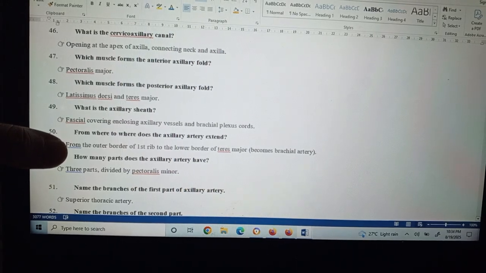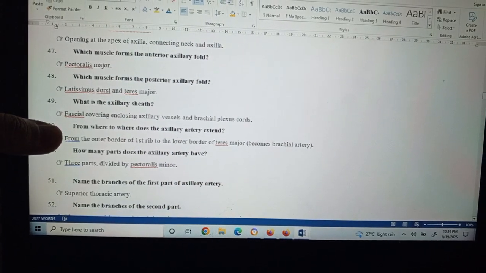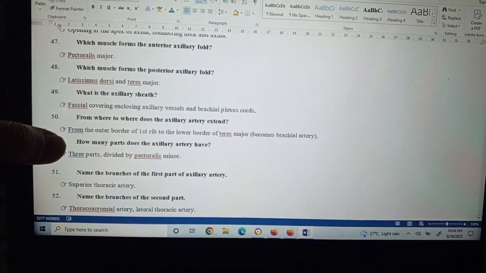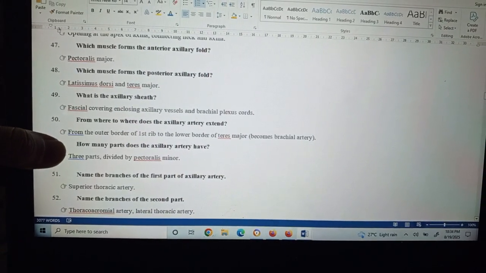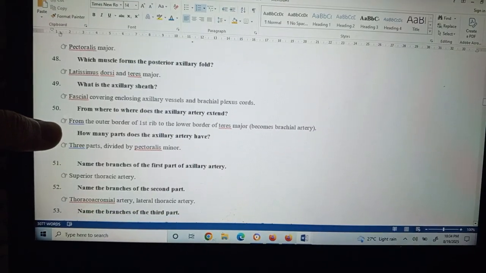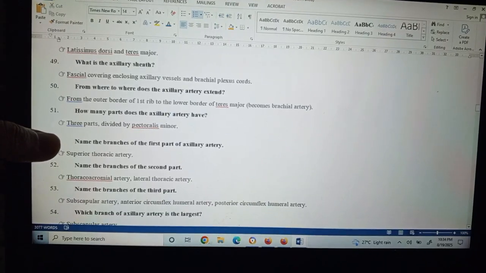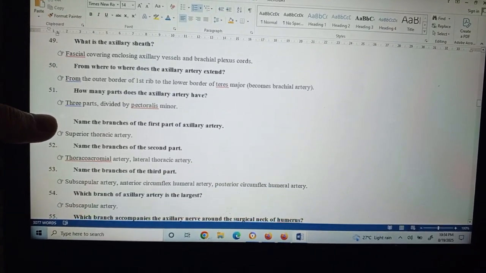Which muscle forms the anterior axillary fold? Pectoralis major, a jacket-like muscle. Which muscles form the posterior axillary fold? Latissimus dorsi and teres major. What is the axillary sheath? Fascial covering enclosing the axillary vessels and brachial plexus cords.